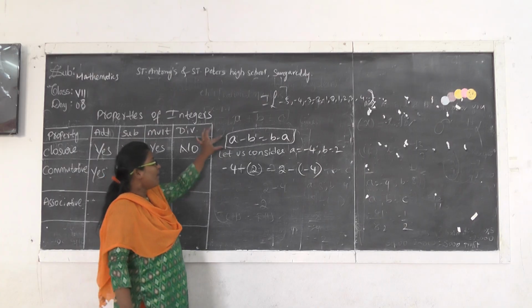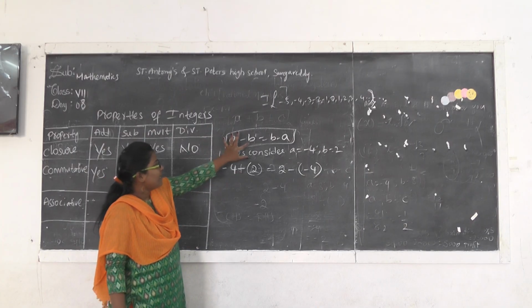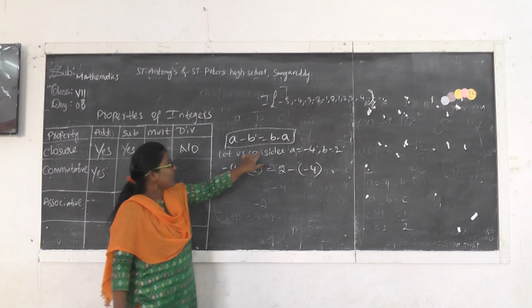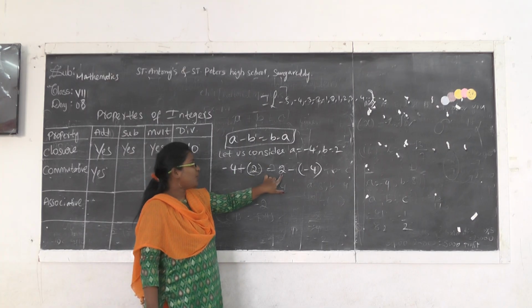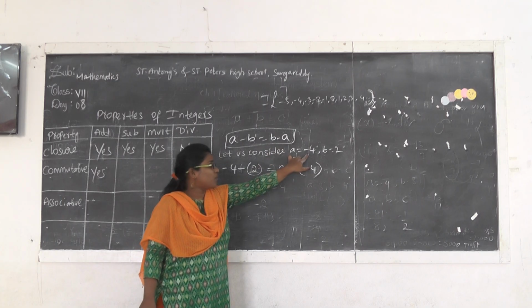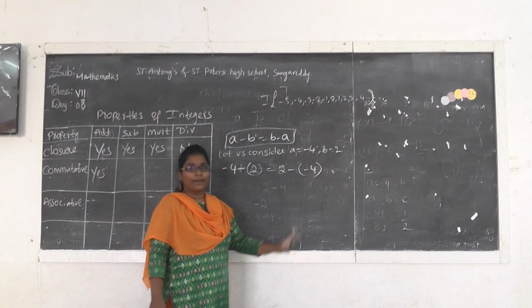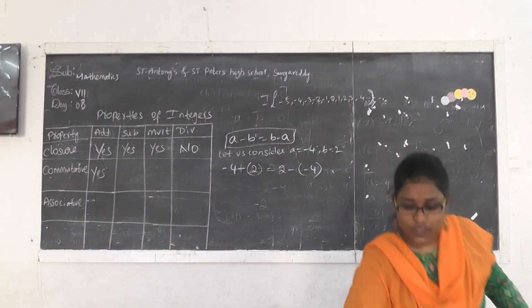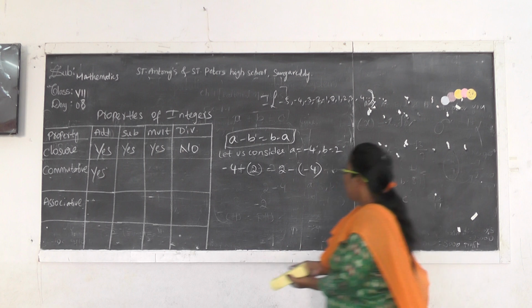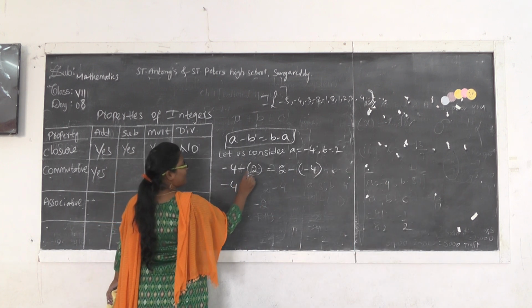So look here, in the place of A we wrote minus 4. In the place of B we have to write 2, equal to, in the place of B, 2, minus, in the place of A, what here? Minus 4. Two symbols are being connected together, so we have to use the bracket. Are you able to understand? So now simplify this. First remove the bracket. Minus 4, one is minus, one is plus.